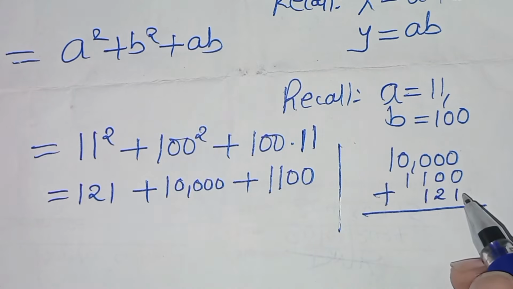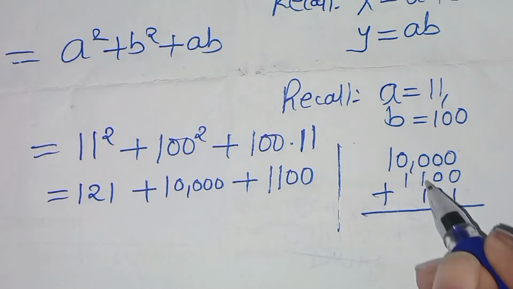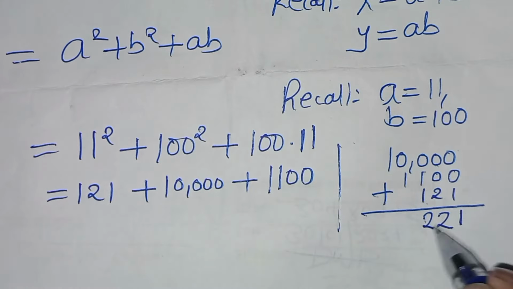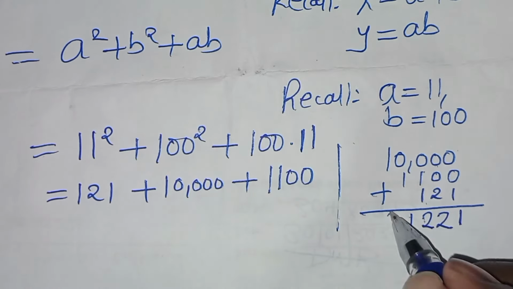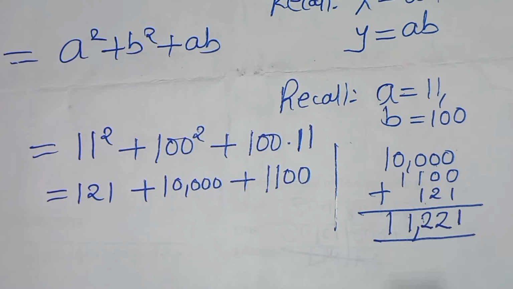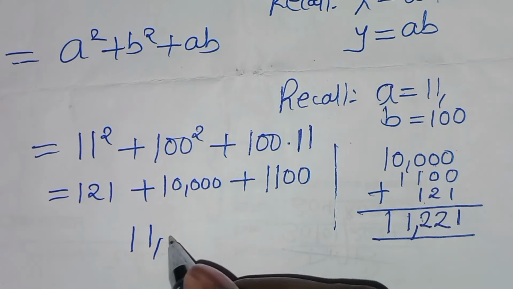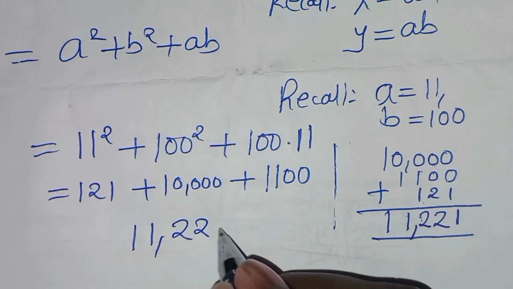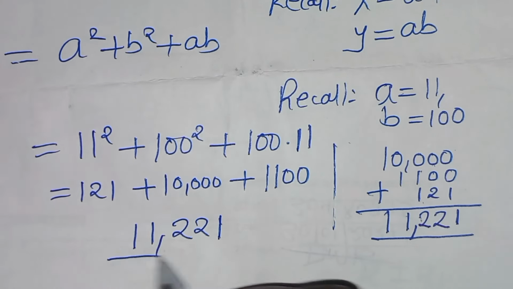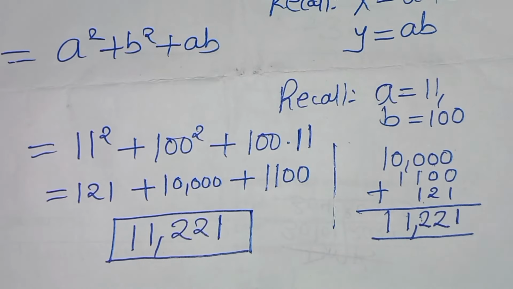Therefore, adding these up, we have 1 and 1, this is 2, then we have 1 and 1. So we have 11,221. The solution for this square root math problem is 11,221. So this is the solution to this square root math problem.